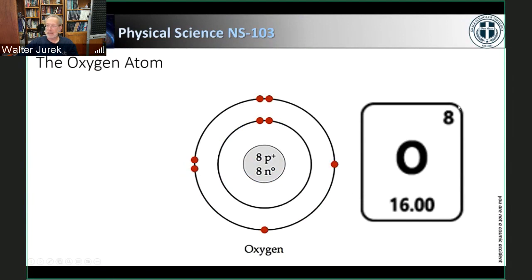Oxygen has an atomic number of 8, and that number 8 tells us there's 8 protons in the nucleus. Okay? It also has 8 neutrons, and 8 plus 8 gives us the atomic weight of 16, because compared to the mass of the proton, the mass of the electron is almost non-existent. So the protons and neutrons make up the mass of the element. So we see there's 8 electrons orbiting this thing.